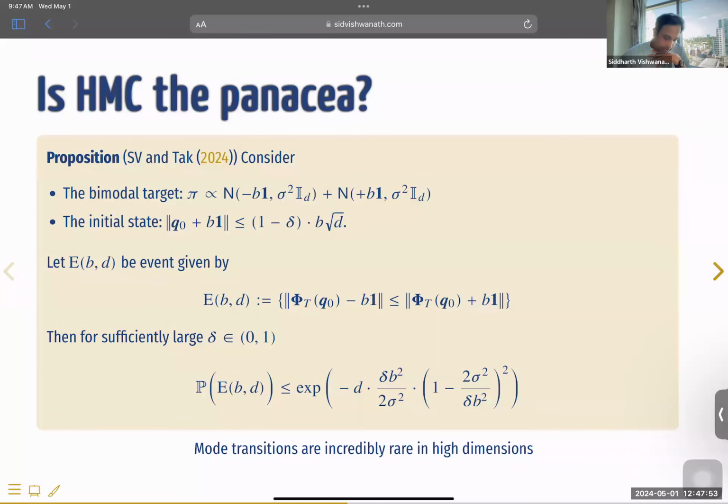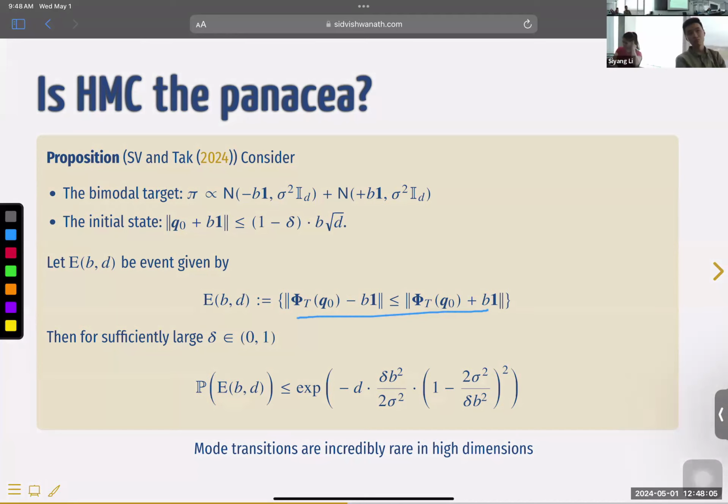And this is not telling you anything about what would happen to the accept-reject probability, or having an accepted state which is closer to the second mode. All of those are going to be even rarer than this.